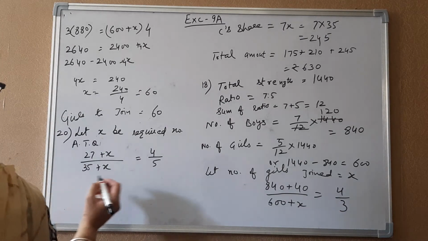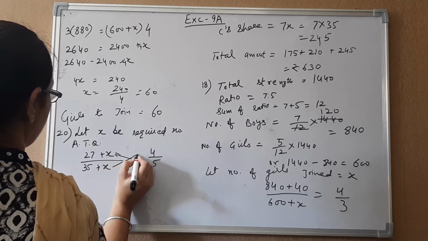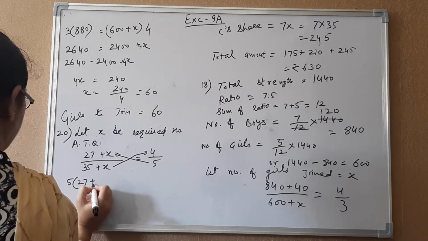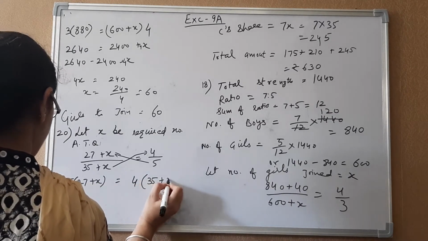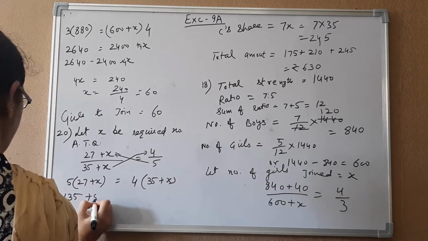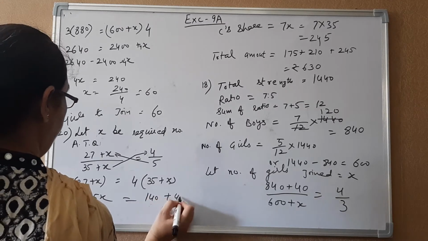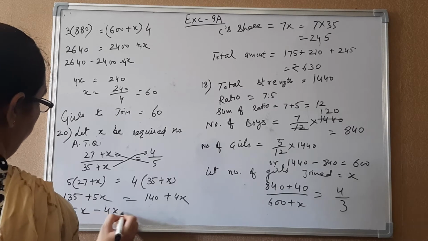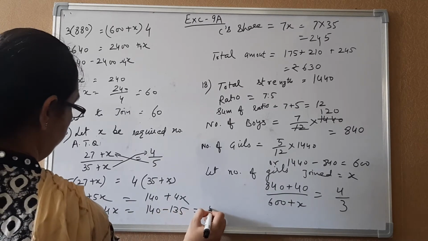Let's cross multiply. This 5 is multiplied here. This is to multiply by 4. 5 into 27 plus X. 4 into 35 plus x. So 135 plus 5x is 140 plus 4x. So 5x minus 4x is 140 minus 135, which is 5.